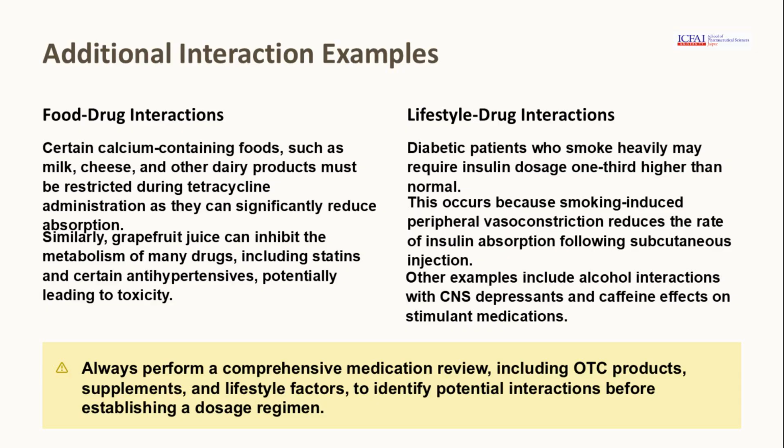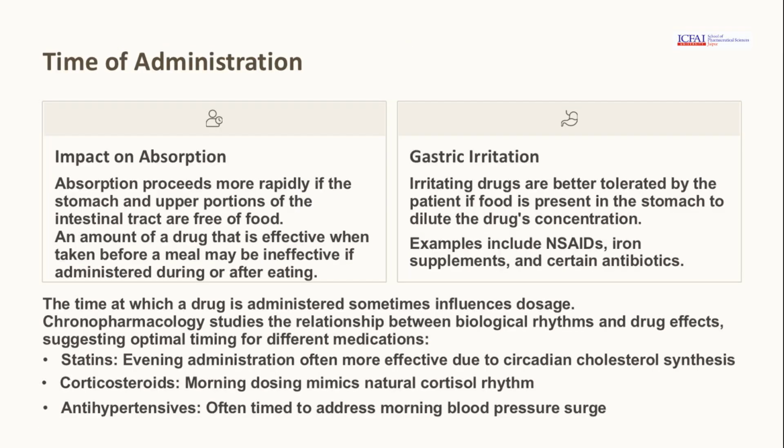Food, drug, and lifestyle drug interactions can significantly impact drug efficacy and safety. Certain foods and lifestyle factors, such as smoking, may alter drug absorption and metabolism. Conducting a comprehensive medication review is vital to identify potential interactions before establishing a dosage regimen. The timing of drug administration can influence absorption and gastric irritation. For example, evening administration of statins is more effective due to circadian rhythms. Understanding chronopharmacology helps optimize dosing schedules for different medications, enhancing therapeutic efficacy.